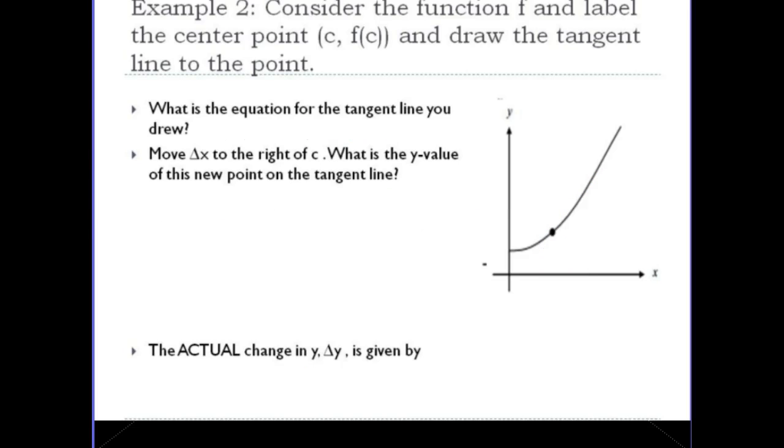Consider a function f and label the center point C, f of C, and draw the tangent line to that point. So you have a curve. Pick a point on that curve and label it C. So here's the center point. We're going to label that point C. That means the height of that point is f of C. Draw in a tangent line to that point. This graph is concave, therefore my tangent line is going to be in. There you go.